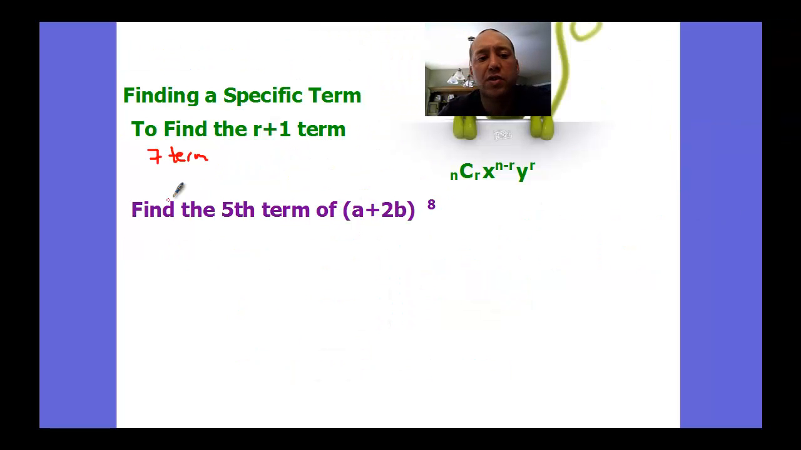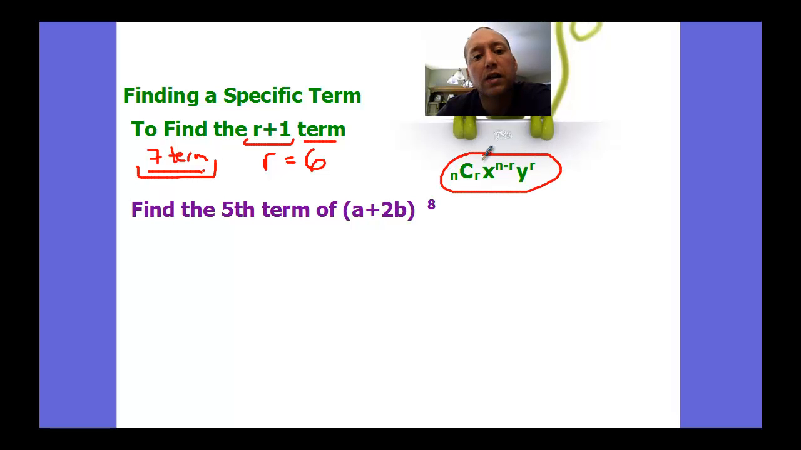So we're trying to find the seventh term here. The big thing is, do you know what r is? R here is always going to be one less than the term you're trying to find. So the seventh term, then r is going to be 6. So it's the r plus 1 term that you're trying to find. We're going to use this formula to help us find the specific term.